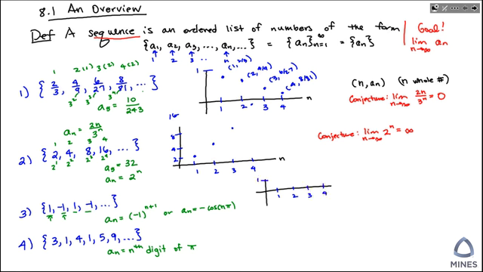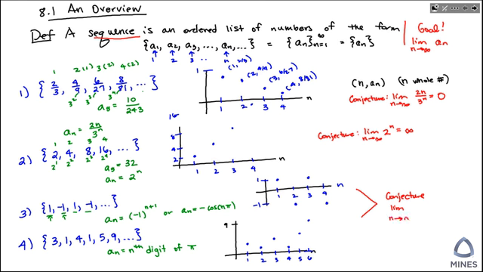Now let's graph our third and fourth examples. In the third example, we're just bouncing back and forth between 1 and -1. So we have (1, 1), (2, -1), (3, 1), and (4, -1). Here we have (1, 3), (2, 1), (3, 4), (4, 1), (5, 5), (6, 9). In both cases, we have some oscillation and our terms are never leveling off to some value. So we might conjecture the limit does not exist.